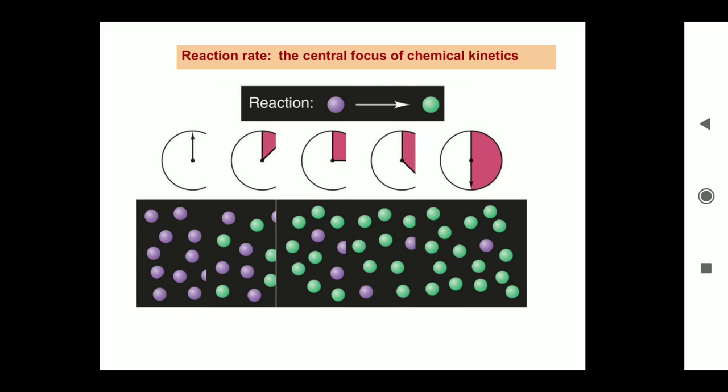Violet balls change into green balls. So it is very clear that the concentration of the reactant disappears at the end of the reaction. Means the concentration of the reactant goes on decreasing, whereas the concentration of the product goes on increasing. Hence the negative sign comes in the rate expression for the reactant and the positive sign comes in the rate expression for the product.